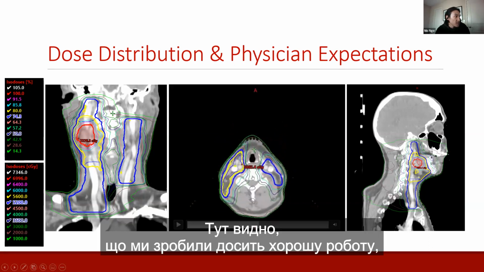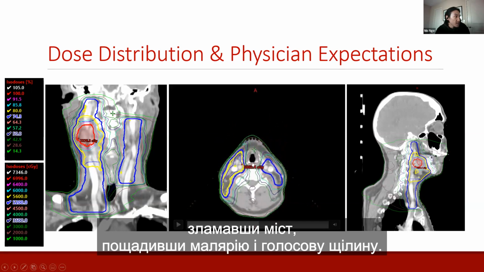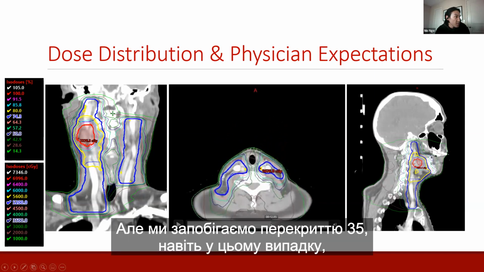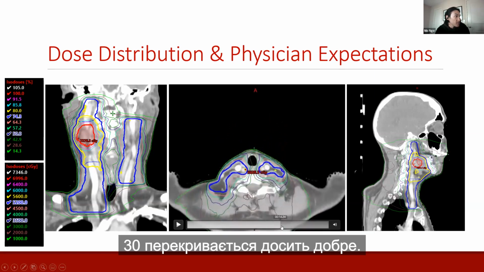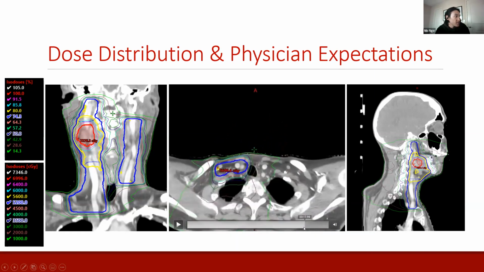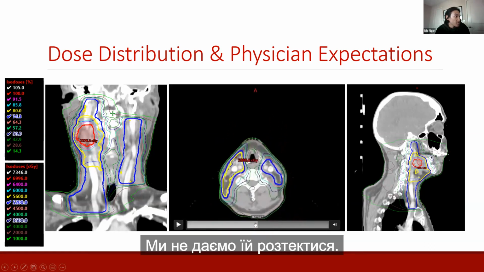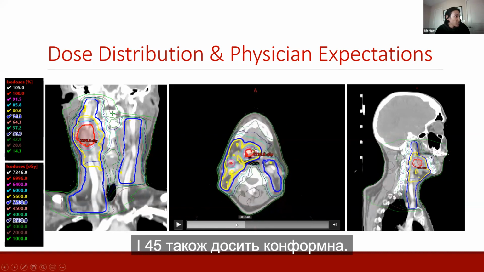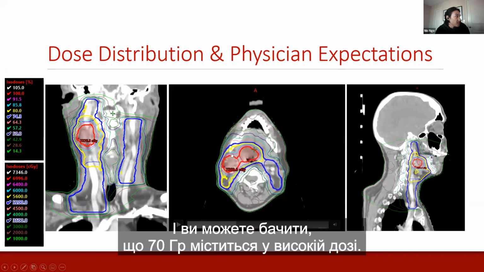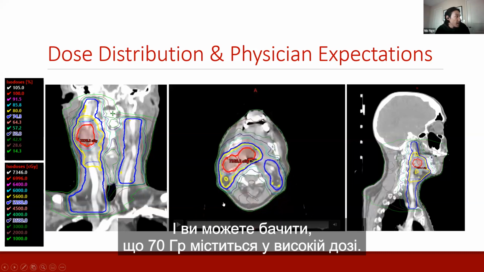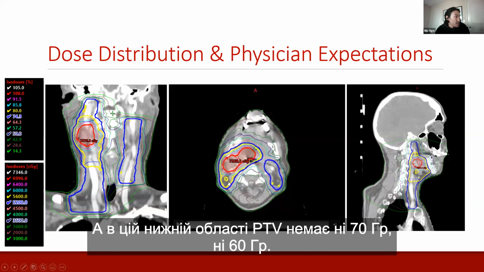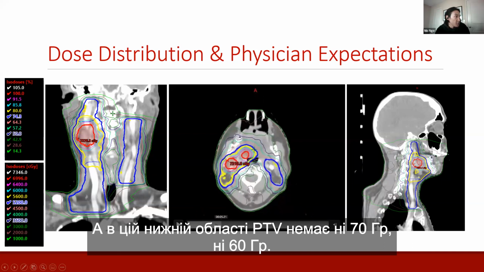You can see here that we do a pretty good job breaking the bridge, sparing the larynx and the glottis. But we're preventing that 35 from bridging. Even in this case, the 30 from bridging. That's pretty good. And we're keeping the high dose conformal. We're not letting it spill. And the 45 is pretty conformal right here as well. And you can see that the 70 gray is contained in the high dose, and there's no 70 gray or 60 gray in this lower PTV region.